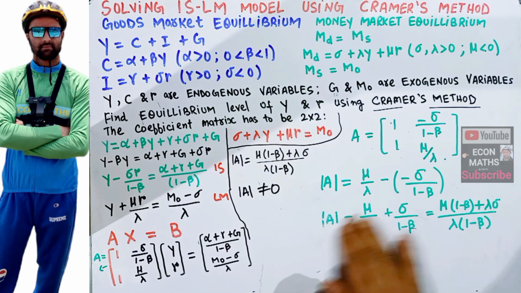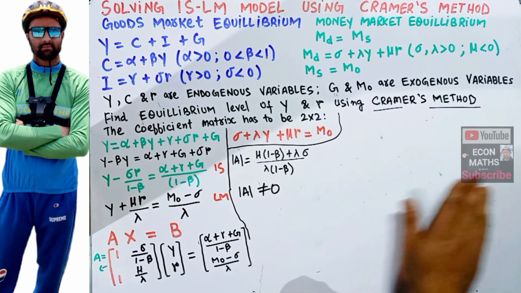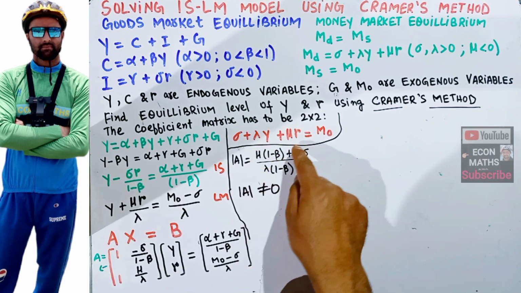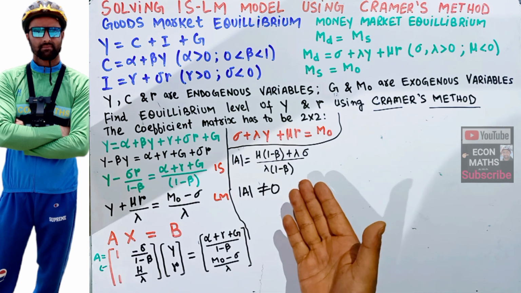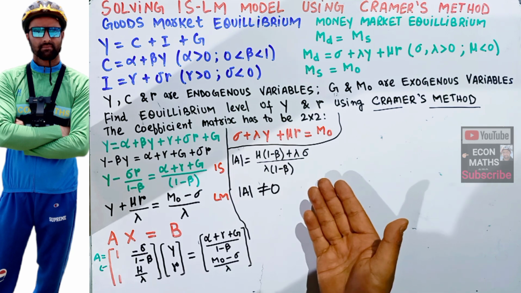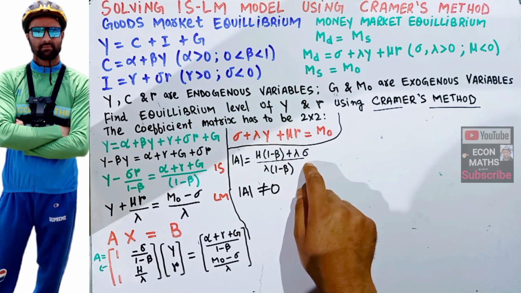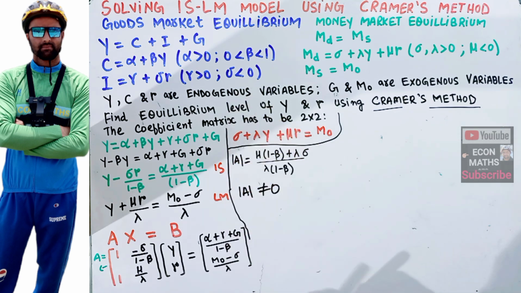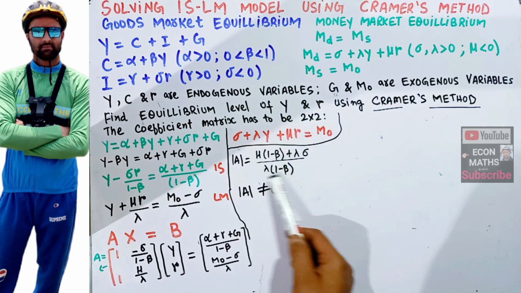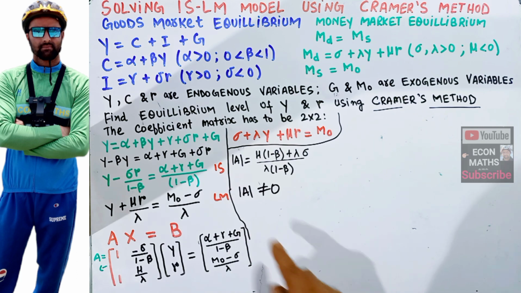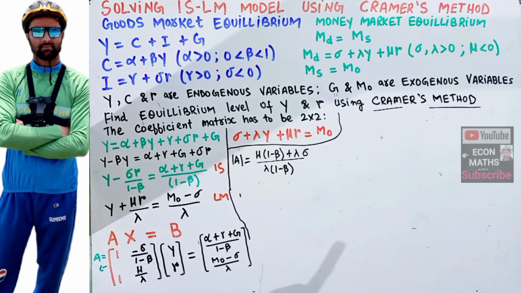So we found that the determinant comes out to be this very expression, and it will not be equal to 0. You can check it further. Here you can see our delta is less than 0, so this term cannot be equal to 0 either, and our determinant will not be equal to 0. Then we can proceed to solve it using Cramer's rule.